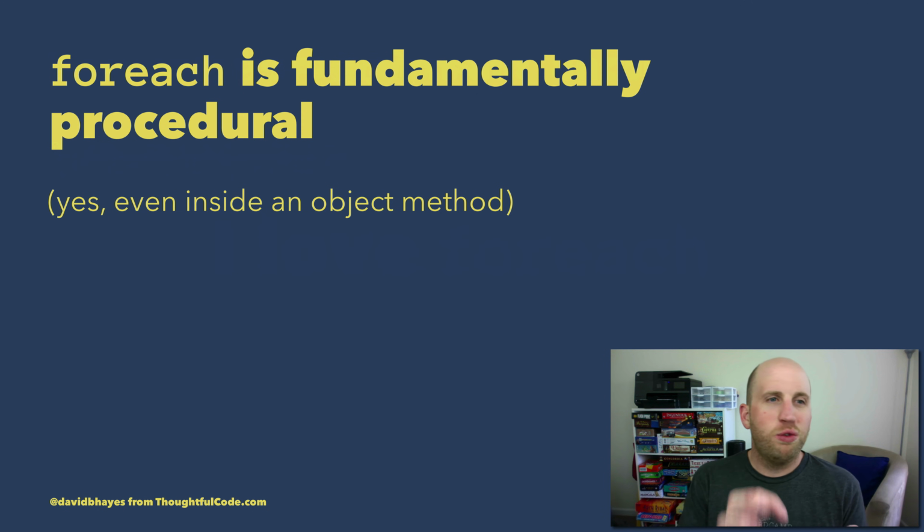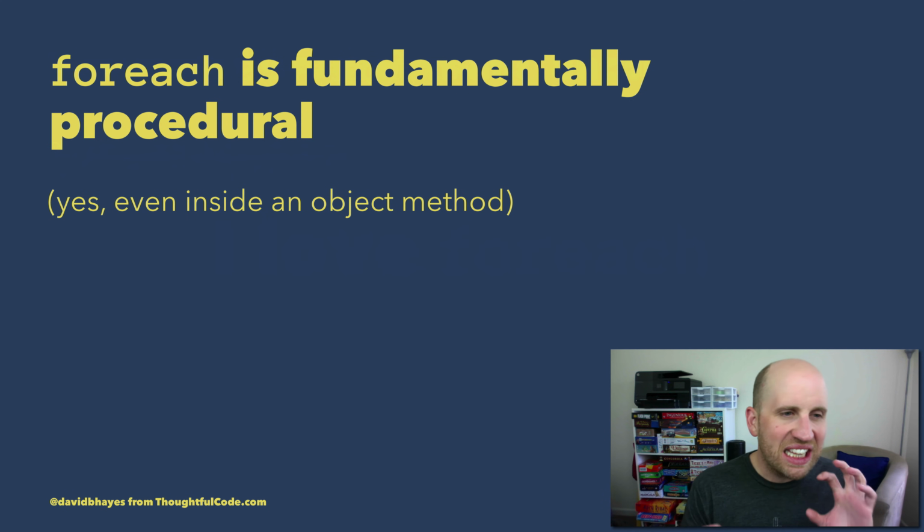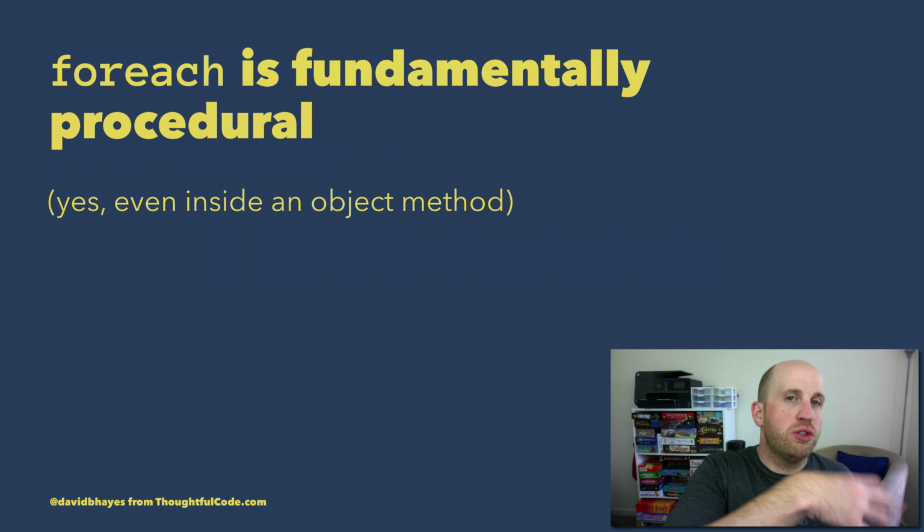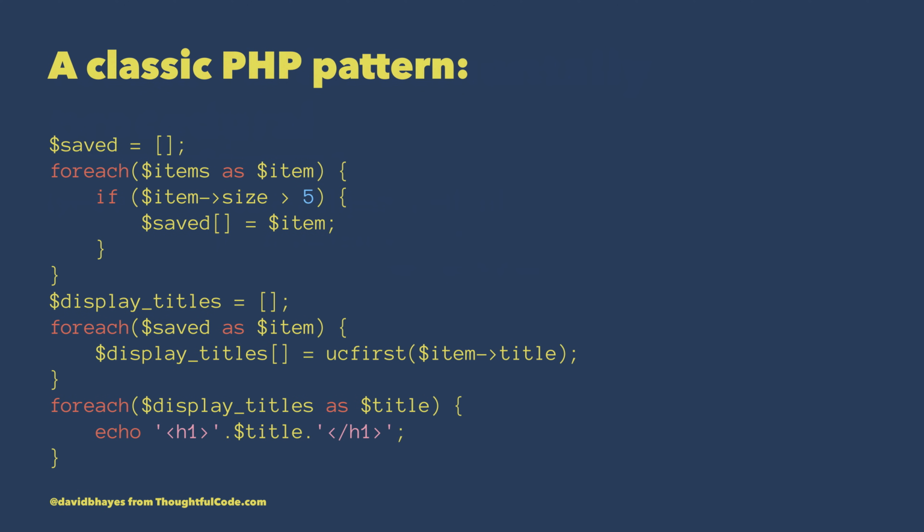And this is the heart of where we're going to get practical. Foreach is the thing that we are doing in a lot of PHP code that makes it a little bit hard to think about, a little bit hard to understand. Even inside an object method, I think foreach means you're writing procedural code. So this is super, super common PHP code in my mind.